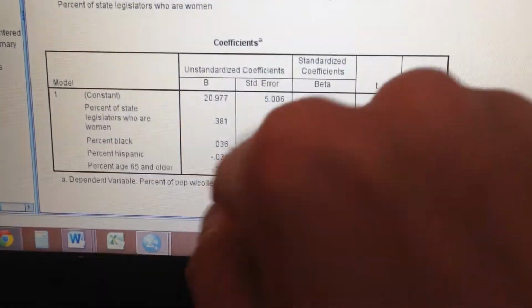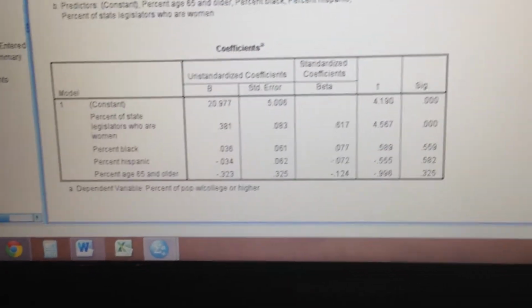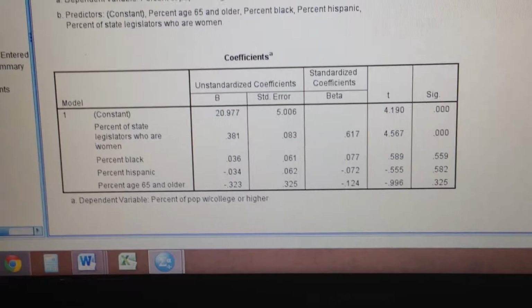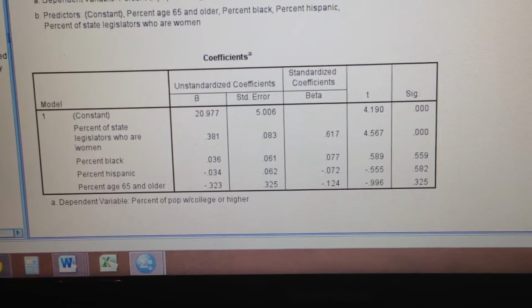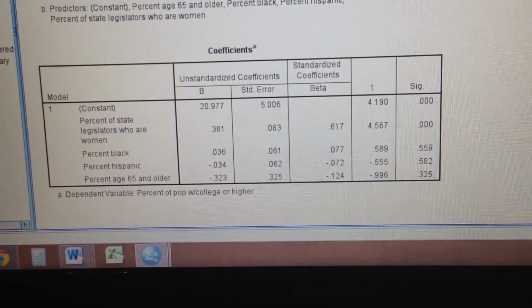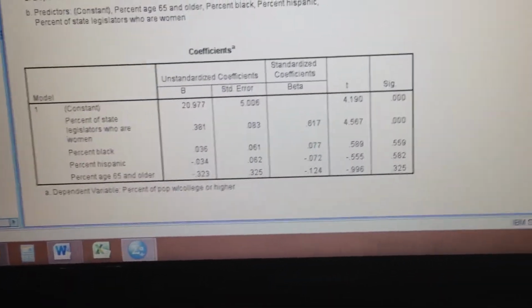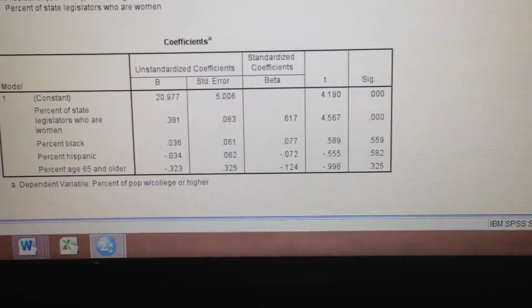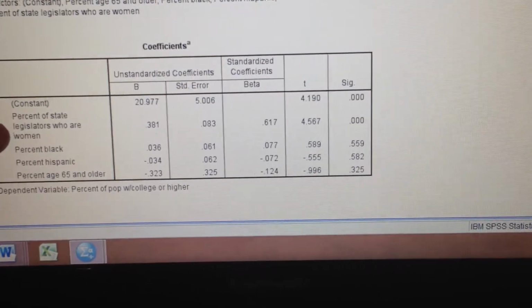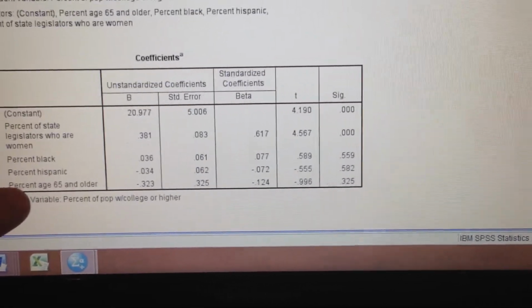Now, so we know that those don't matter, okay? But they do matter in a really important sense. You'll notice that the coefficient has changed here, okay? So now, for every percentage of a state legislature increase that is female, we get an additional 0.381% of a state's population that has college degrees, okay? What's neat about regression analysis is that it simulates a condition in which we see what happens when this variable moves 1 unit and these are all held constant, okay?